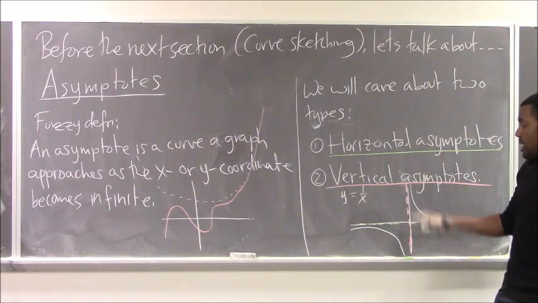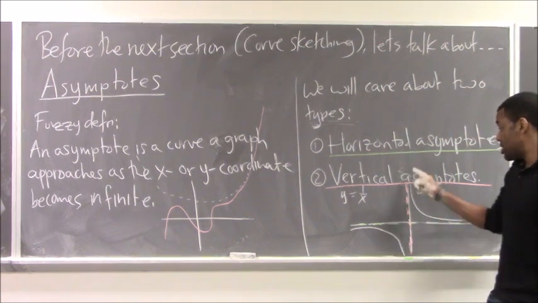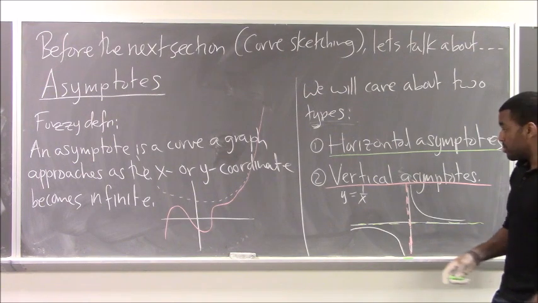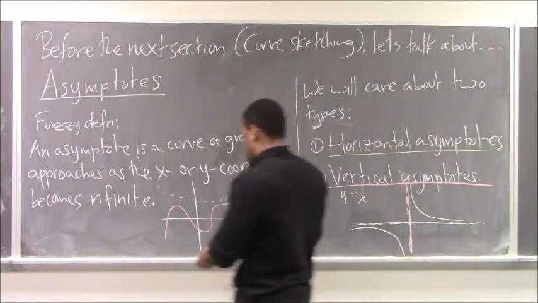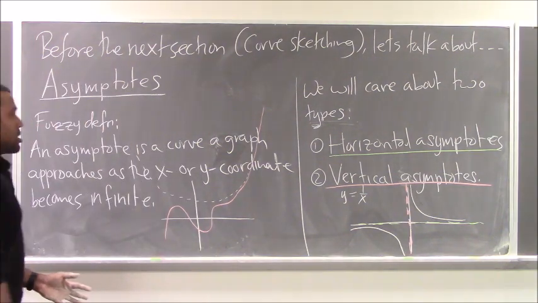A vertical asymptote has the equation of a vertical line, namely it's x equals a constant. In this situation, it's x equals 0. So, those are what asymptotes are.